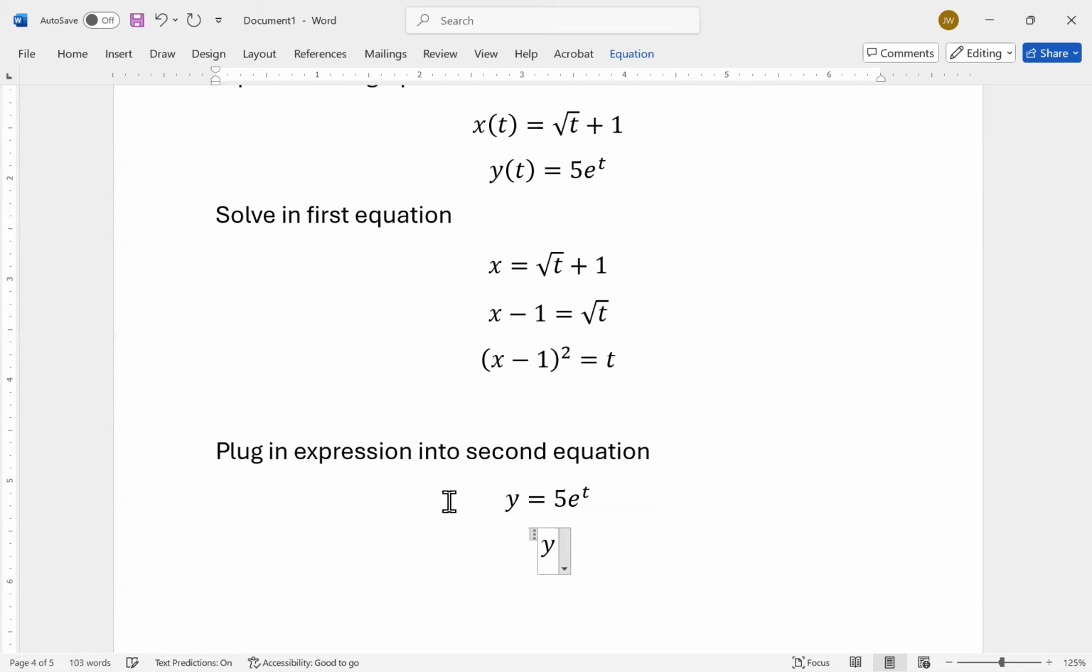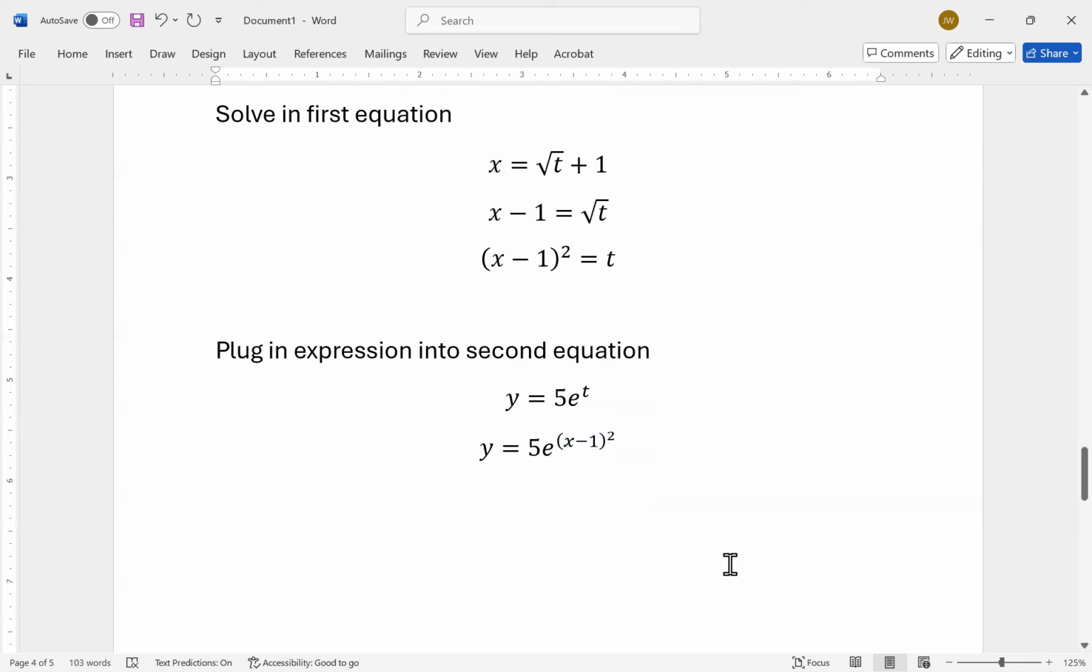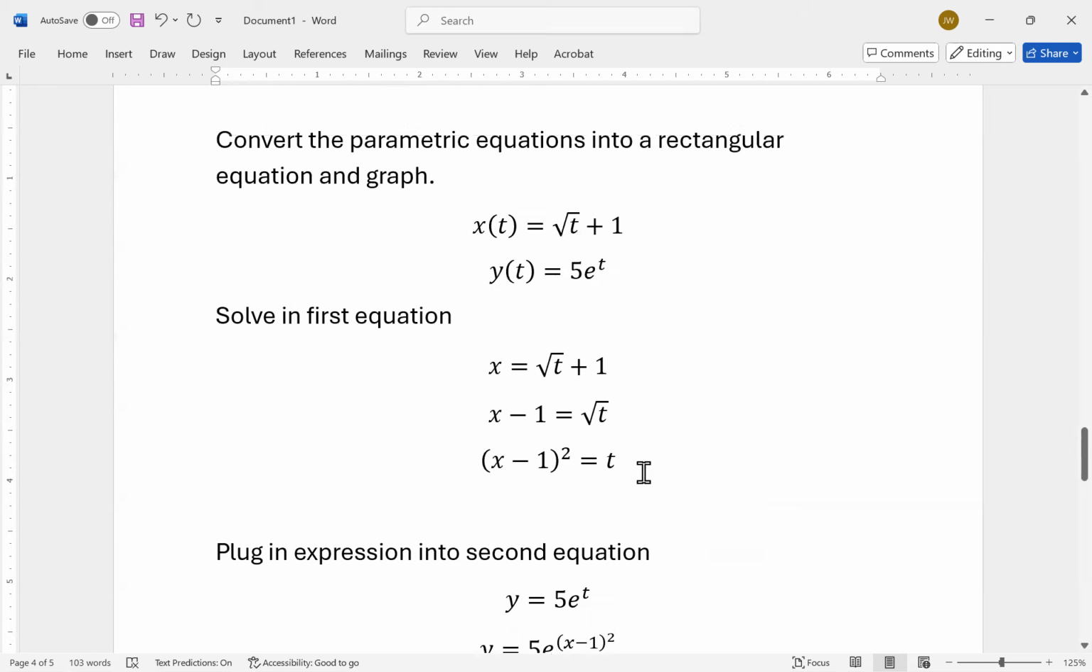That'll give me y is equal to 5 times e to the x minus 1 quantity squared power. So that's what we get. That is the rectangular equation that represents this pair of parametric equations.